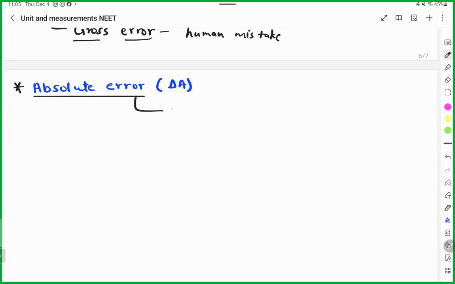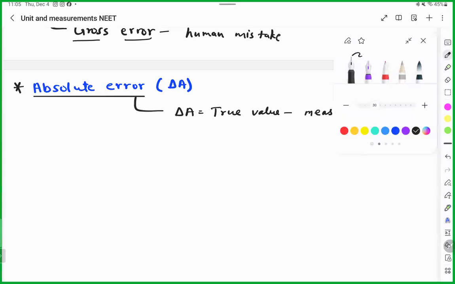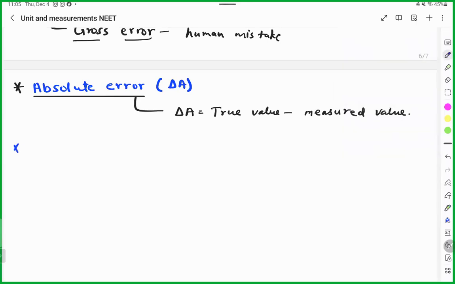So absolute error delta A is equal to the true value minus the measured value. Simplest one. The difference is absolute. So you will take individual readings and then you will see what the average value is.